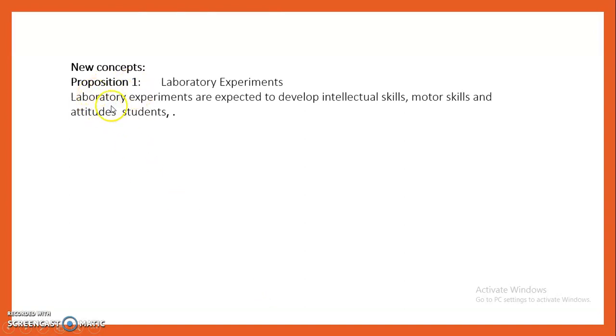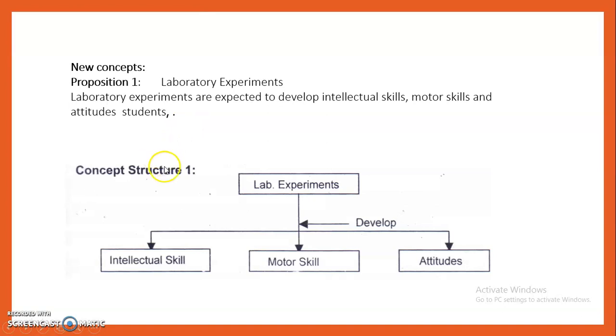New concepts associated with this experiment: there are a number of propositions. The first proposition is laboratory experiment. Laboratory experiments are expected to develop the intellectual skill, motor skill and attitude in the students. These are the laboratory experiments which develop the intellectual skill, motor skill and attitude, which give the development of the lab as well as the student also.